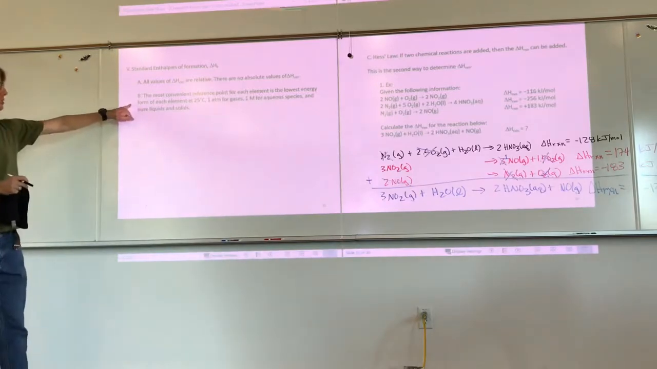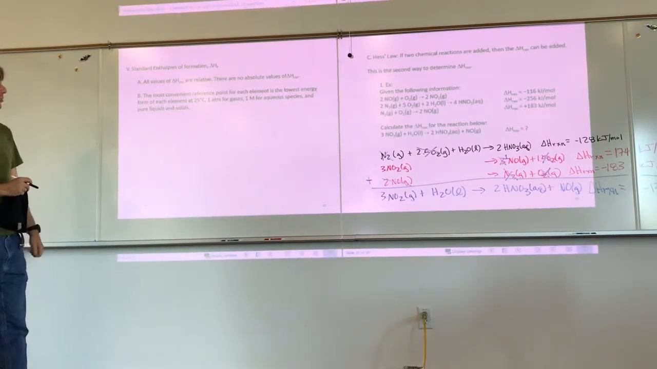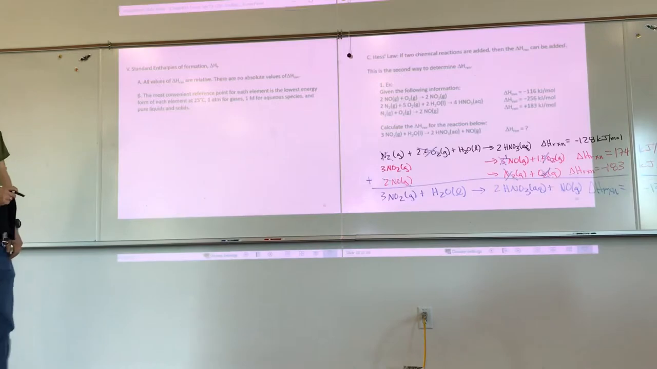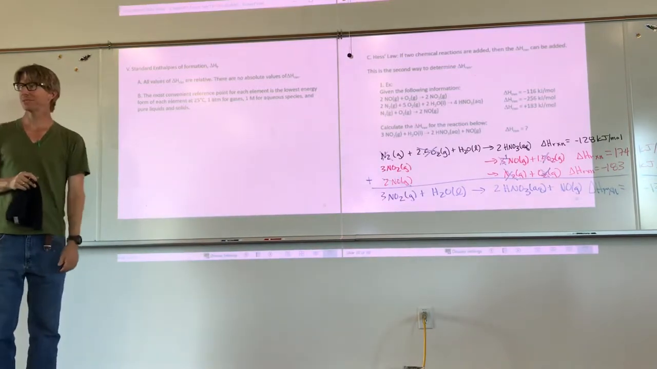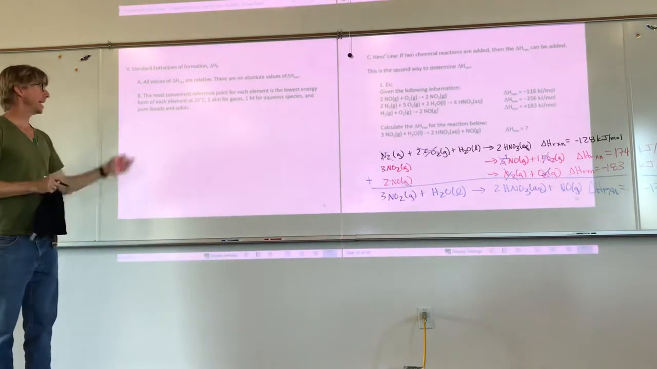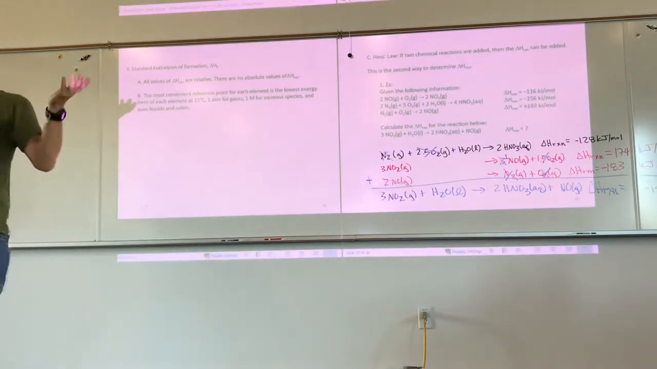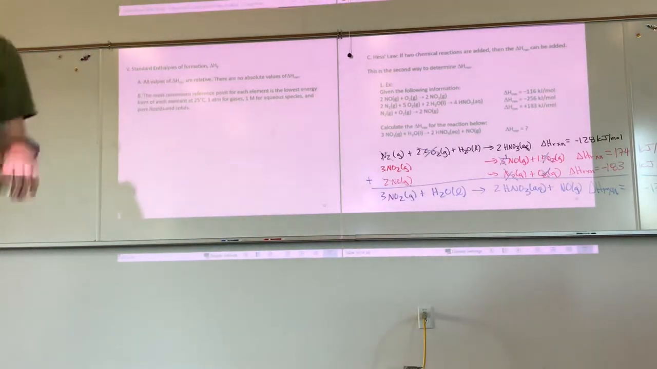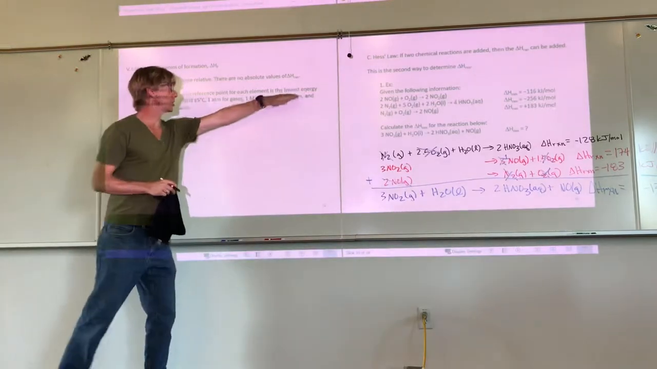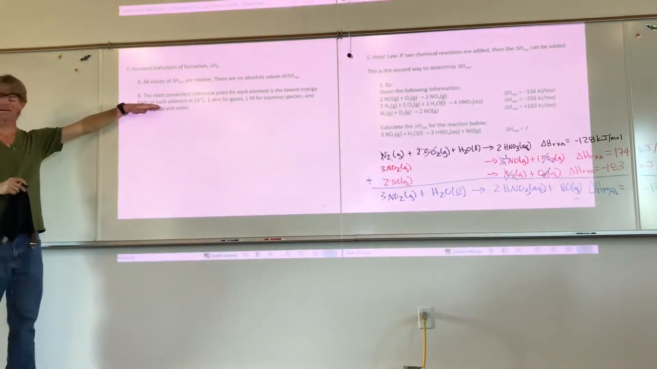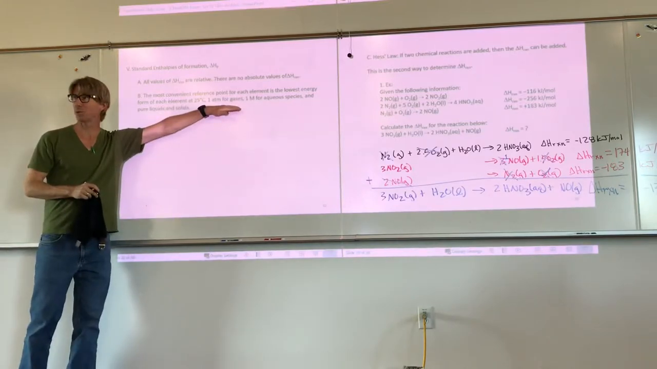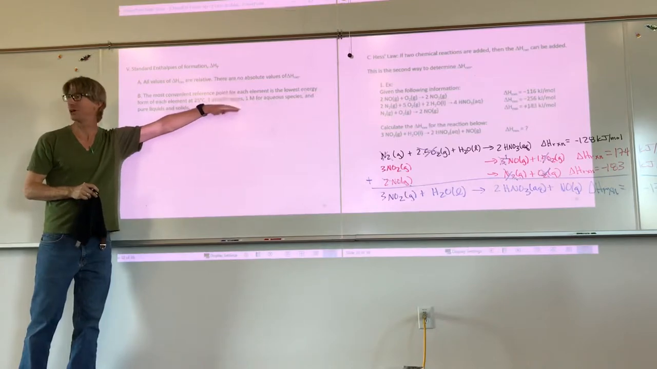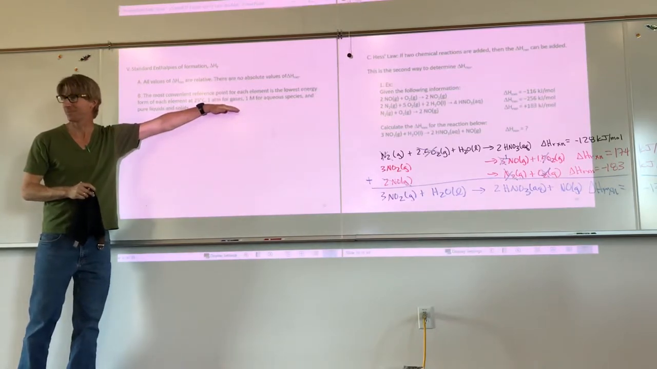The most convenient reference point for each element is the lowest energy form of each element at 25 degrees Celsius, one atmosphere for gases, one molarity for aqueous species, and pure liquids and solids. Now, why is this the most convenient reference point? Well, if you're looking at the lowest energy form of each element at these conditions, which are essentially room temperature conditions, then you can probably get most, but not all, but most elements, so that's convenient.